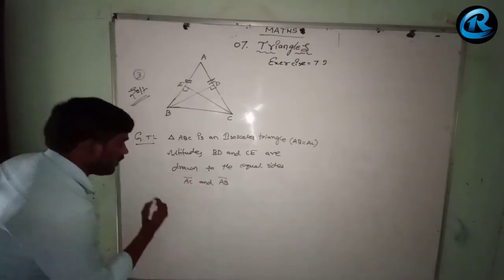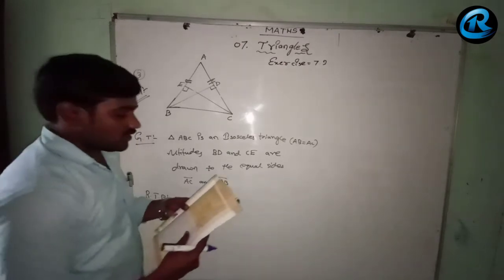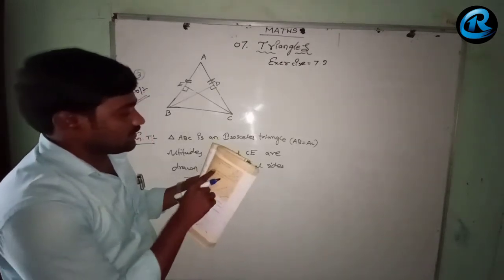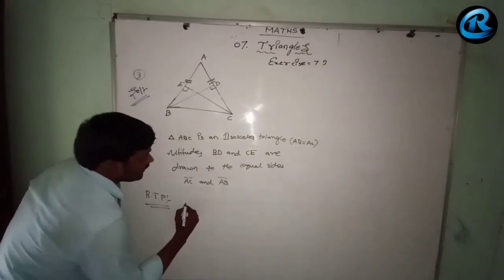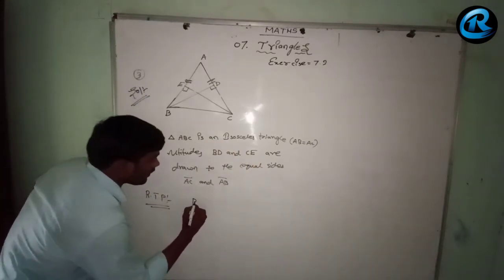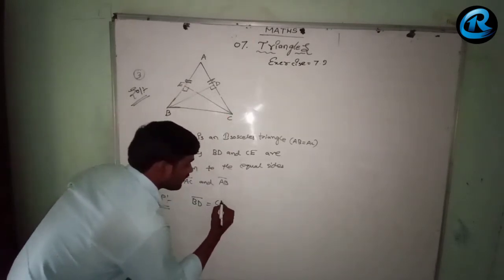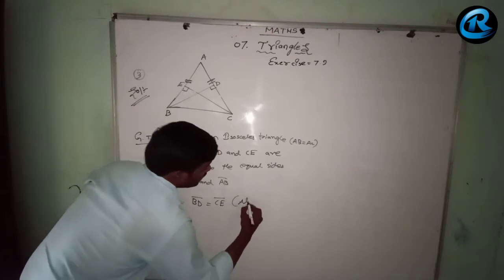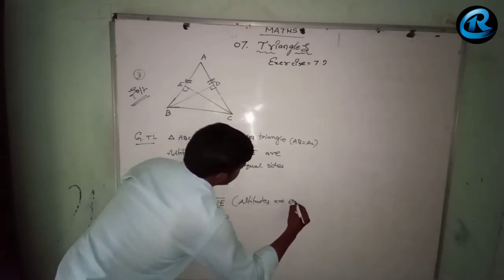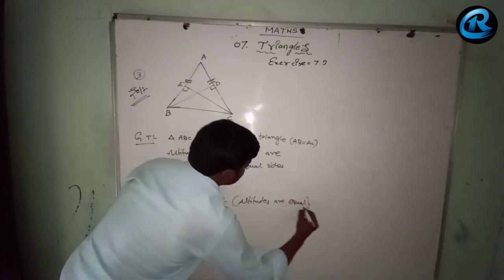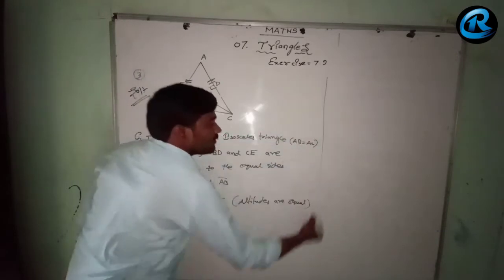What we have to prove now? Let us go for the RTP, which we need to prove here. Show that altitudes are equal. What are the altitudes here? BD is equal to CE. This is what we have to show. We have to show that these altitudes are equal. So let us prove that these altitudes will be equal now.